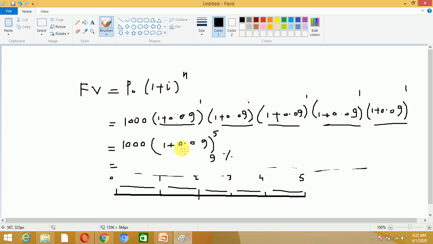Now you will use the calculator and calculate 1.09 power 5. Then you will multiply it by 1000, and you will get the future value of your amount. You will calculate it and then you will message me the answer.